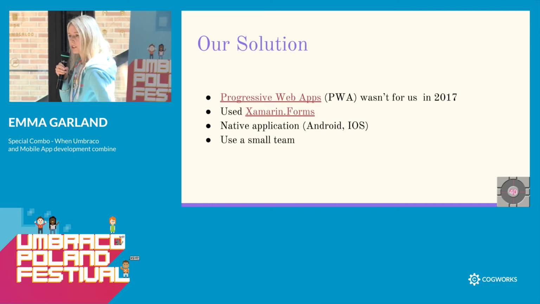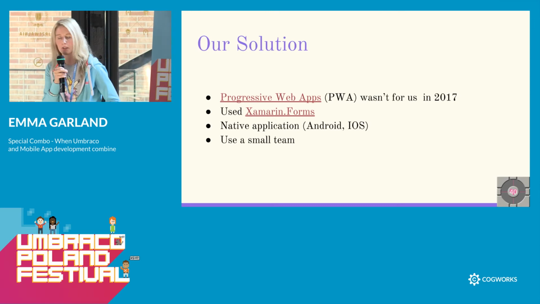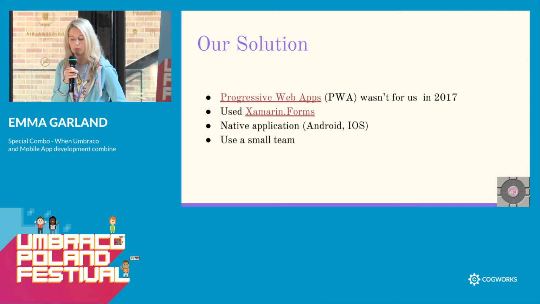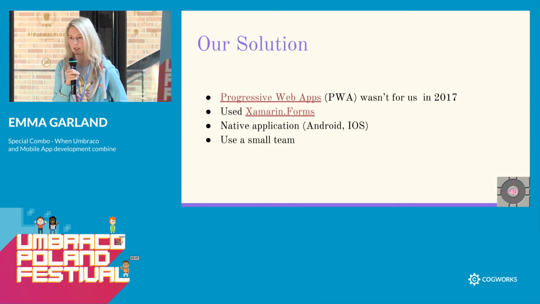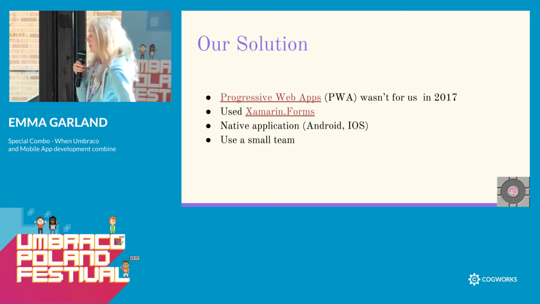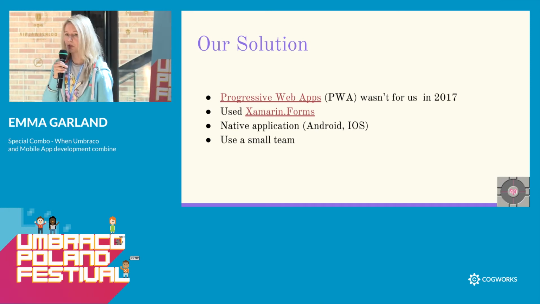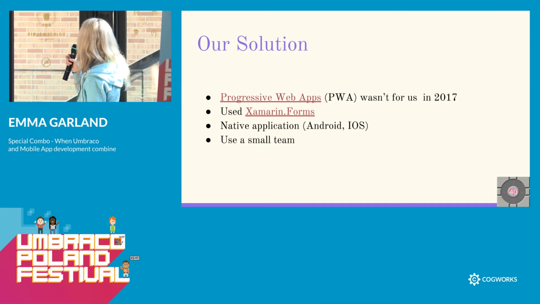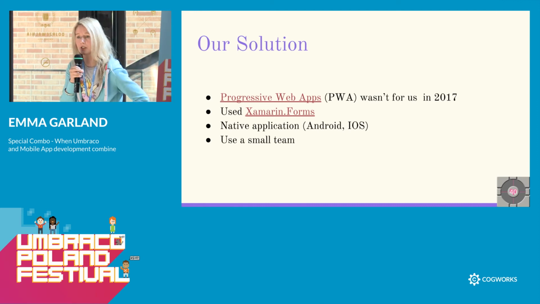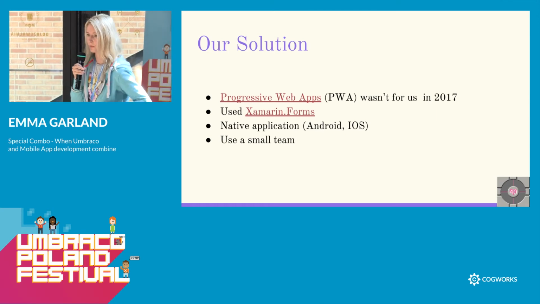When we first created this, progressive web apps weren't quite there for us in 2017. They didn't do quite enough of the things that we wanted. I think since then, Chris has informed me that they've evolved a lot more, so there are more options available. But for us, that wasn't the approach we took. We did Xamarin Forms, and we built a native application using an extremely small team. We managed to get it from conception to both app stores within a month.